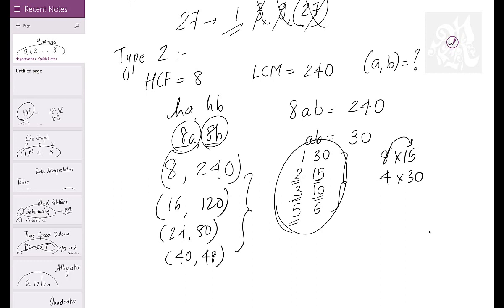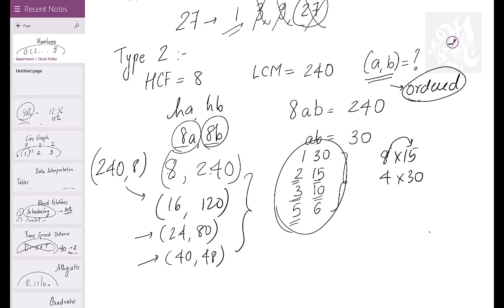Keep in mind there can be a variation here. They can ask you how many pairs or they can ask you how many ordered pairs. When they say ordered pairs, ordered means they can be flipped. So you count, basically permute. You count the orders of all these. So how many orders are possible? 2 each. So it's going to be 8. If you have a question that says ordered pairs, the answer is 8. If you have a question how many pairs, the answer is 4. Clear? So easy. Just divide by the HCF, HAB is the LCM, and you get AB and then find out.